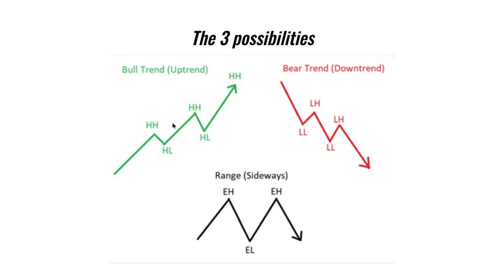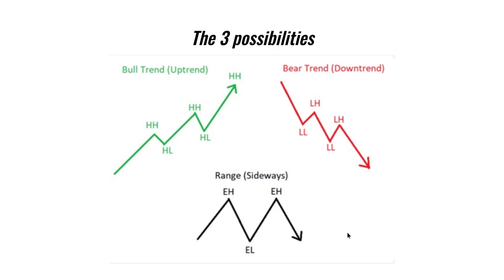In an uptrend, what you'll need is higher highs, higher lows, higher highs, higher lows, higher highs. In a bear trend, what you'll need is lower lows, lower highs, lower lows, lower highs, and on and on. In consolidations, what you'll need is equal highs and equal lows.